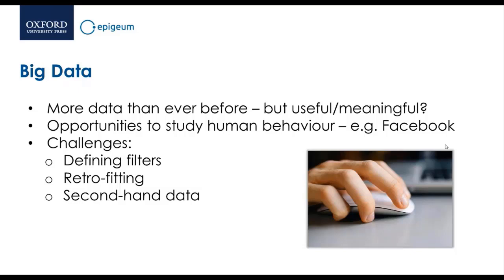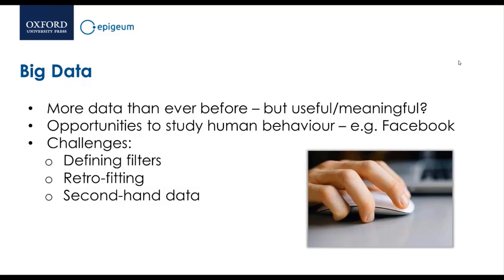The challenges around big data are around filtering the data to ensure that we get what we need, and therefore how we define the filters that we use appropriately. It's very important for early career researchers, when they see this appealing mass of data, to recognize that the data are often not in a format that is ready for analysis, and we're often retrofitting to the data set, which raises the argument of whether we're being data-driven or whether we're being theory-driven.